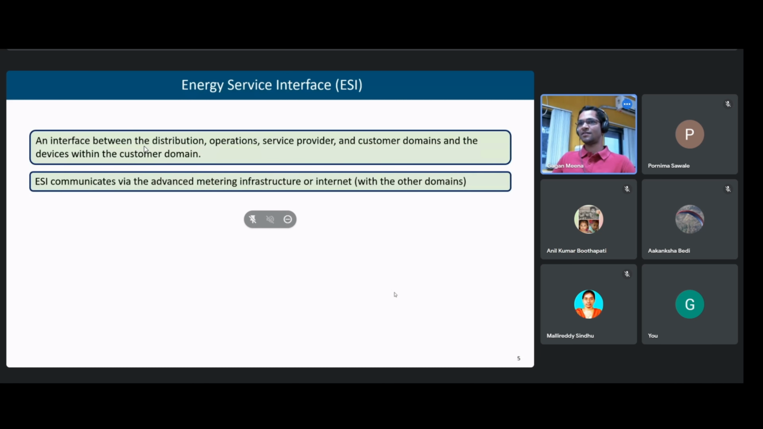operation, service provider, and so on, via the advanced metering infrastructure or the internet. And for communication within the customer domain, it happens through the home area network or LAN. So this ESI is basically a software. It is also called a gateway. So it is for interacting with other domains and within the domain itself.